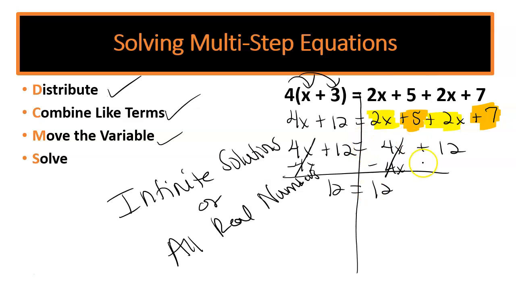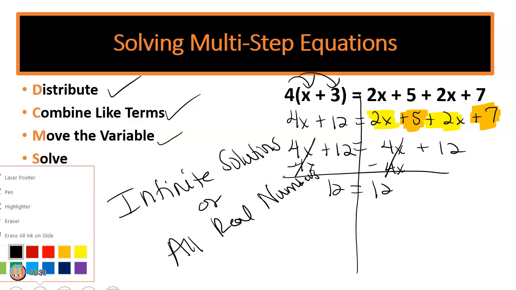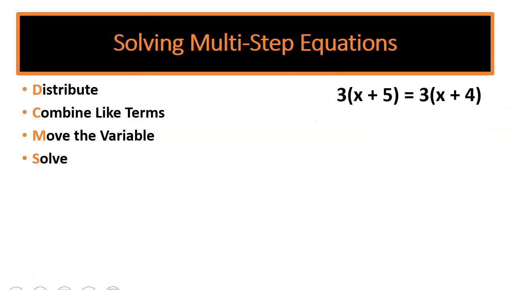If I plug in 1, 4 times 1 is 4, plus 12 is 16. 4 times 1 is 4, plus 12 is 16. Okay? So as soon as you get to that point where it's exactly the same on both sides, it has to be the same signs, exactly the same, it's infinite solutions. All right, next up.